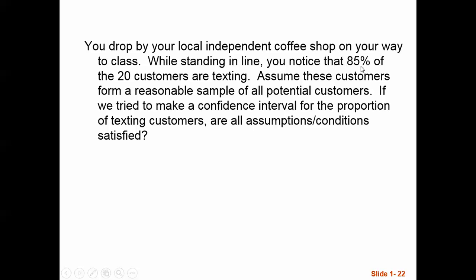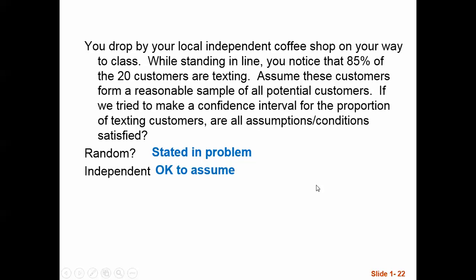Okay, you stop by your local independent coffee shop on your way to school. When standing in line, you notice 85% of 20 customers are texting. Assume the customers form a reasonable sample of all potential customers. If we tried to make a confidence interval for the proportion, did we satisfy all the conditions and assumptions? Random, it says we can assume they're a reasonable sample, so that means yes. So therefore the independence is met.